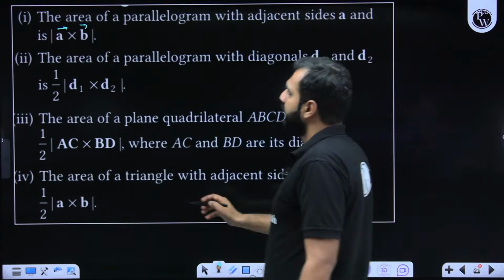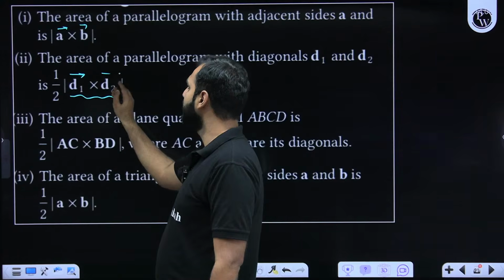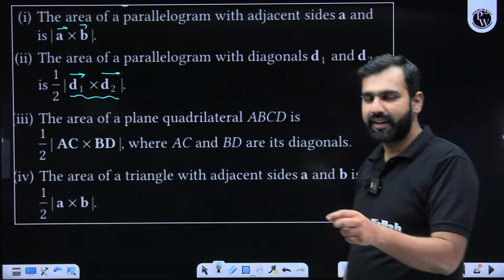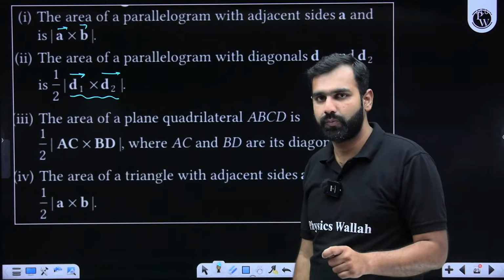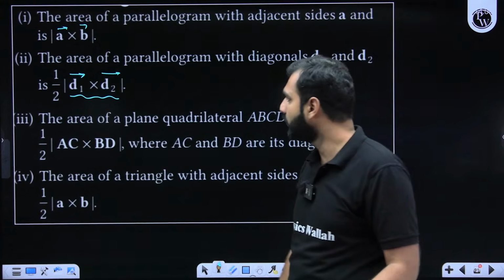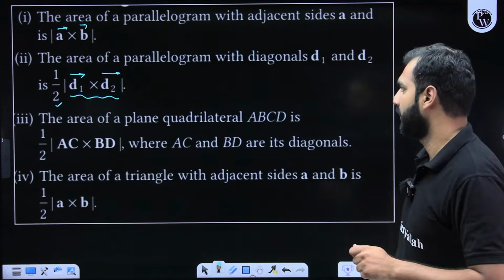Second is, let's say there is a parallelogram and its diagonals are given. So the parallelogram's diagonals are given by d1 and d2. Again, you take the cross product of d1 and d2. It will be a vector. Take its magnitude and halve it. It will again give you the area of the parallelogram.